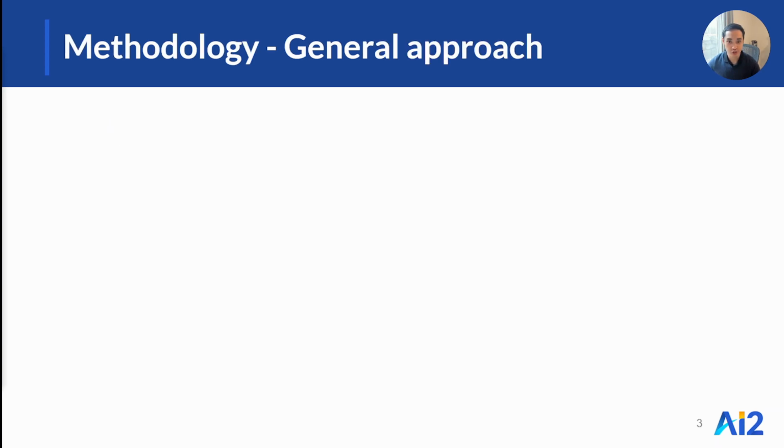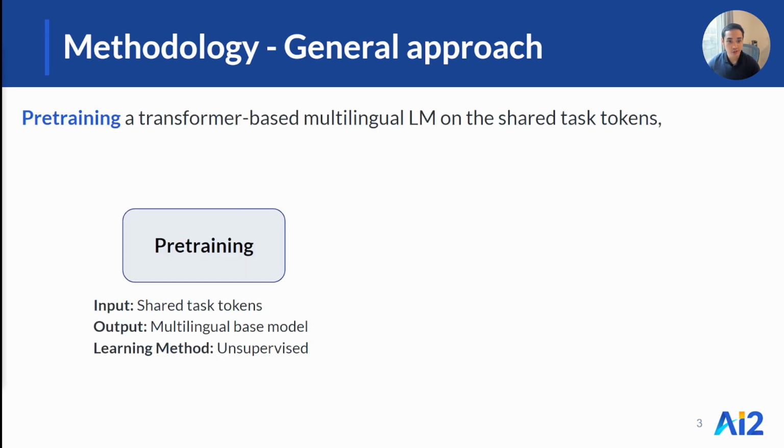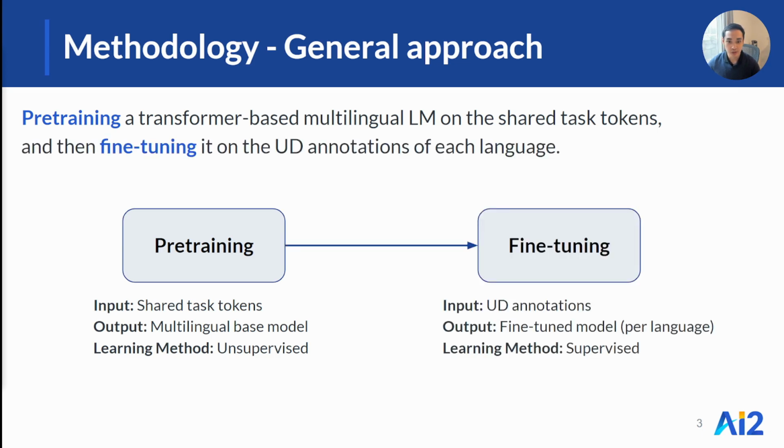Our general approach consists of two parts. First is pre-training a transformer-based multilingual language model, or LM, on the shared task tokens. Here, the input would be the texts from UD, and then we learn an unsupervised training objective, and the output is a pre-trained multilingual base model. And then we fine-tune it on the UD annotations of each language. So the input would be the labeled data, and then we train a supervised learning objective to fine-tune a model per language. So the final artifact would be 13 multitask models because there are 13 languages.